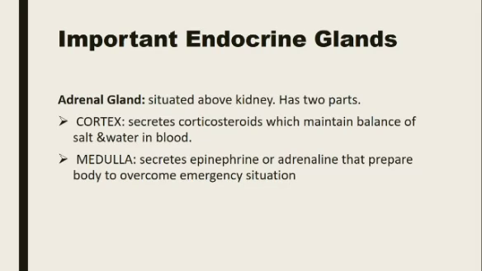Next is adrenal gland. These are situated above the kidney. Two parts are there. One is cortex. It is the outer part of adrenal gland, and the hormone released is corticosteroid. And what is the function of corticosteroid? It maintains the salt and water level in the blood. And the inner part is medulla, and the hormone released by the inner part is epinephrine, or it may be called adrenaline.